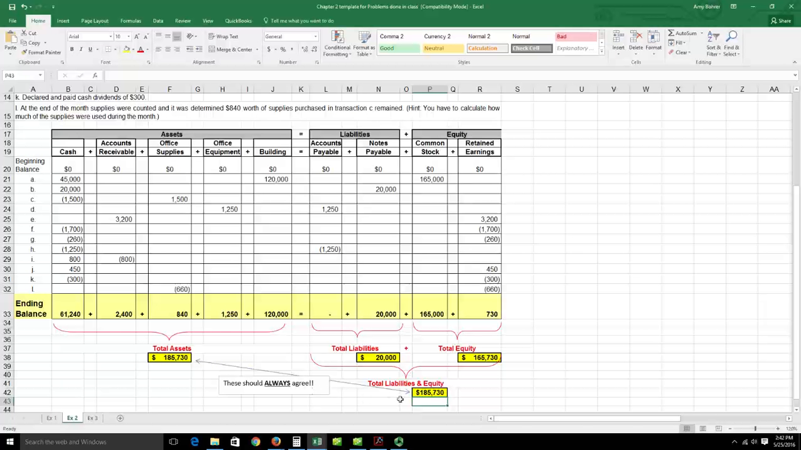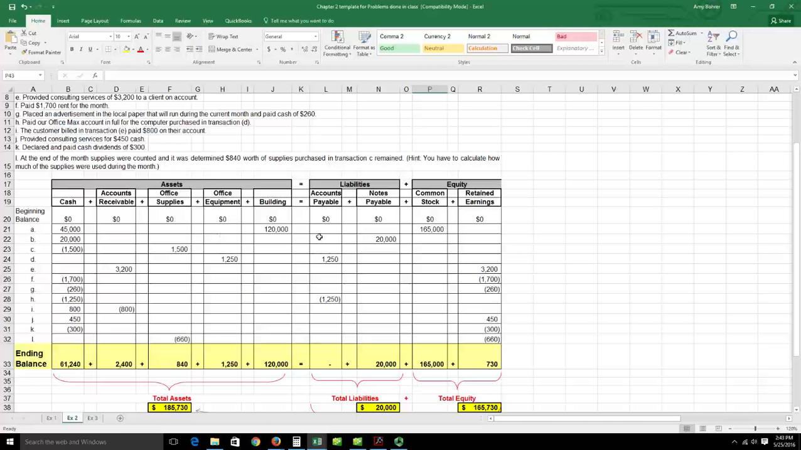If it doesn't, if you get down to the bottom and it doesn't, then you're going to have to go back through your transactions and see where you made your mistake. The first thing I would do is re-add all my columns and make sure I didn't make an addition error. Okay, and then I would add across to make sure I didn't make an addition error when I was totaling up my assets, liabilities, and equity. And if you still don't find your mistake, then you're going to have to go through each one of the transactions and make sure you're keeping your accounting equation in balance.